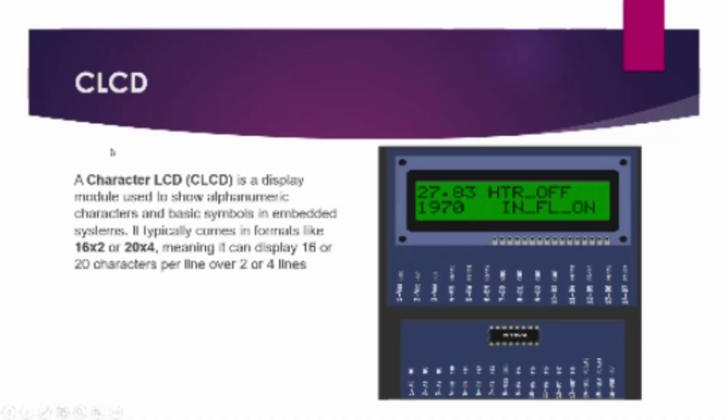CLCD. This is the common requirement of the project, and it is used in the temperature system as well as the water tank control. A character LCD is a display module used to show alphanumeric characters and basic symbols in embedded systems. It typically comes in formats like 16 by 2 or 20 by 4, meaning 16 columns and 2 lines, or else 20 columns and 4 lines. This is how the CLCD looks in the PICsimLab.